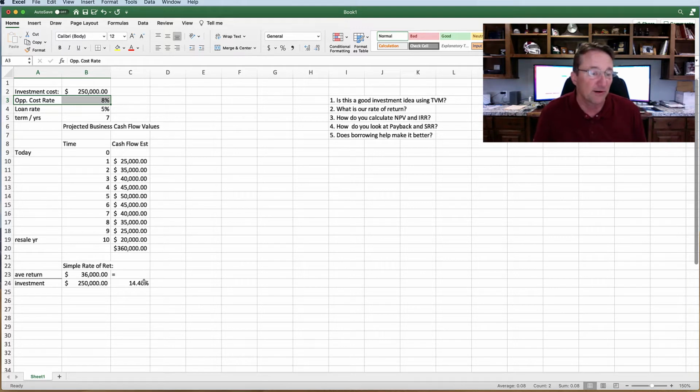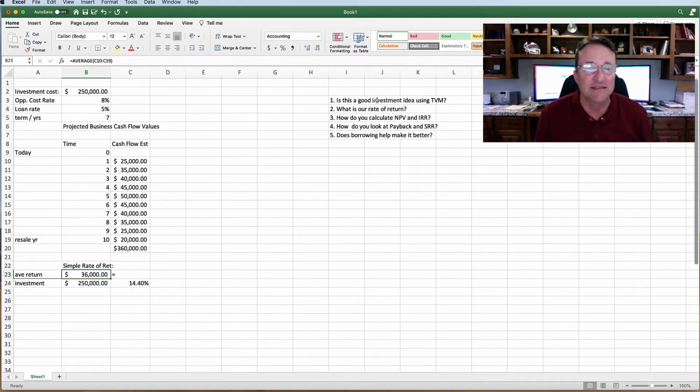So the flaws of simple rate of return are it does not account for how long it takes. You could have a return that takes 20 years and the average still could be 36,000. So that's the idea, it does not account for time and also does not account for risk. All right, so let's keep going through here.